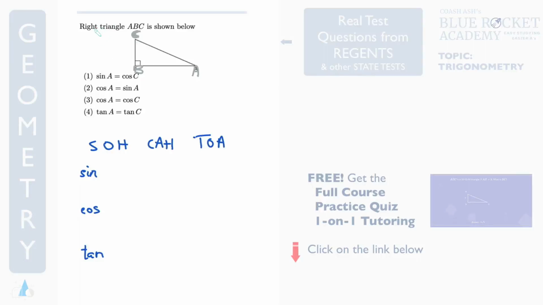This is a very standard trig problem where you're given a right triangle and you're asked to compare the trig ratios, sine A, cosine C, etc. So what's the most important thing? You want to number this triangle. Then it's going to be so easy to solve. So let's number it, and the easiest numbers are 3, 4, and 5.